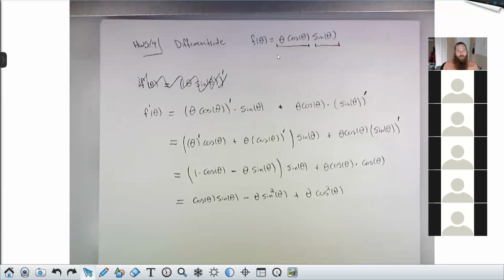Everybody sees how we're doing this, right? This is like my first function. This is like my second function. So I've got the derivative of the first times the second plus the first left alone times the derivative of the second. And then within this, I need another product rule.